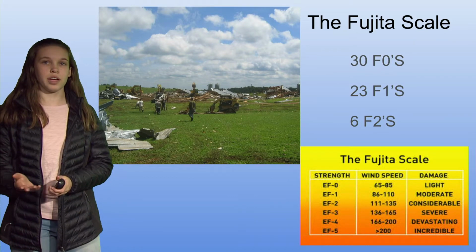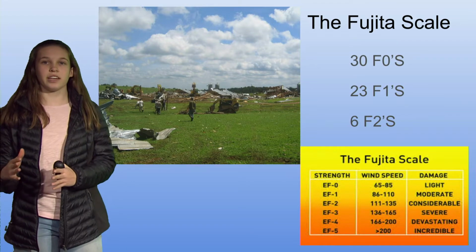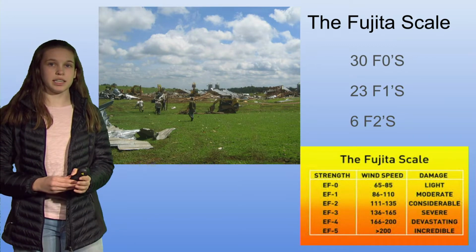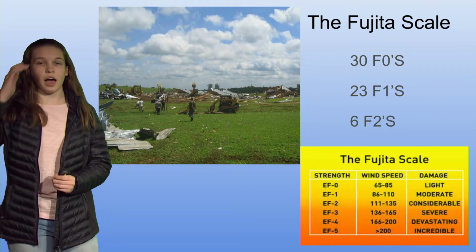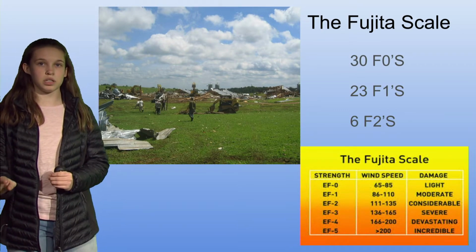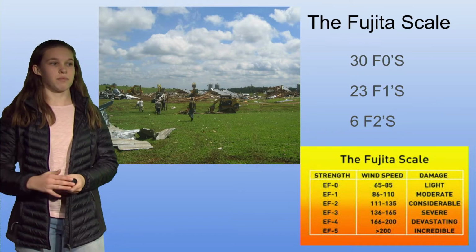In total, Hurricane Katrina had about 30 F0s, 23 F1s, and 6 F2 tornadoes. Mainly the 6 F2 tornadoes touched down mostly in Georgia, as that was the most deadly and catastrophic state.